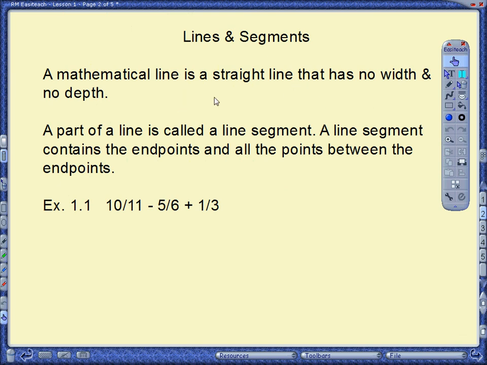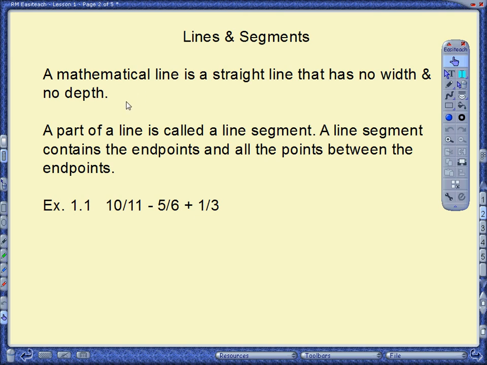This is the definition of a mathematical line. A mathematical line is a straight line that has no width and no depth. It's called a primitive term. Point is also a primitive term. A point has no length and no depth. These terms can only be imagined in our minds.